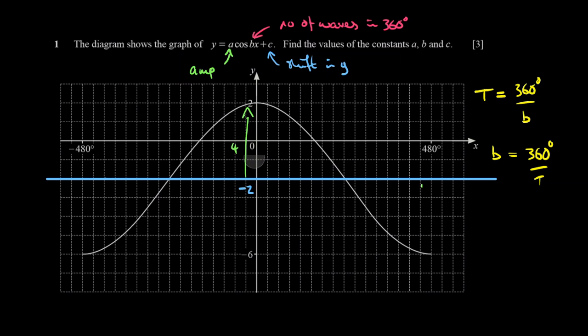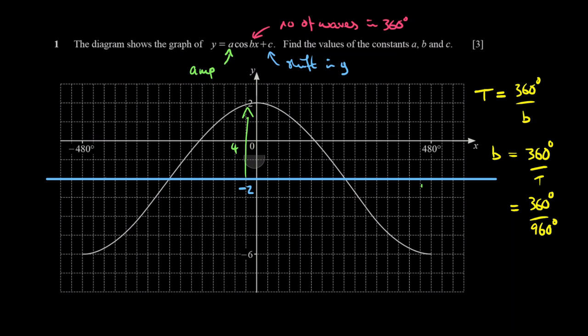Okay, and so we can look at our graph and say, well, what's the period? What's t? Well, the whole wave starts at -480, goes all the way to +480. So t is 2 times by 480, which is 960. And so our b in this case is going to be 360 degrees divided by 960.